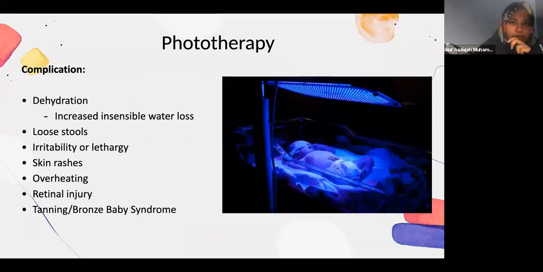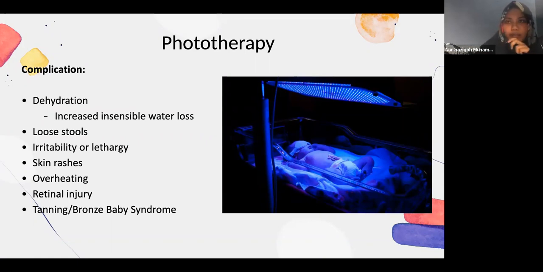So when the baby is on phototherapy, there are some complications that need to be monitored, such as dehydration because of increased insensible water loss, slow stool, irritability or lethargy, skin rash, overheating, retinal injury if the eyes are not protected, and also tanning or bronze baby syndrome.